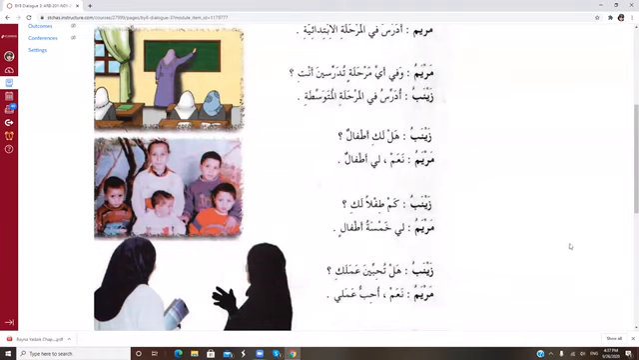And you'll notice that the number comes before the noun, okay? And that switches around, because if you had one child, you'd say, Li tiflun wahidun. I have one child, okay? And if you have two children, Li tiflain. I have two children, okay? But when you have 3 or more, 3 to 10 actually, you'll use atfal, and you'll put the number first.